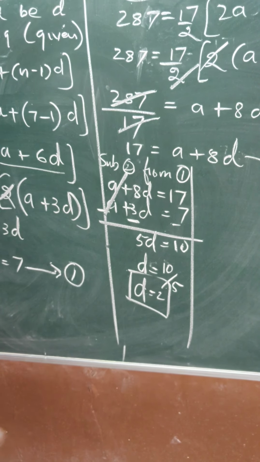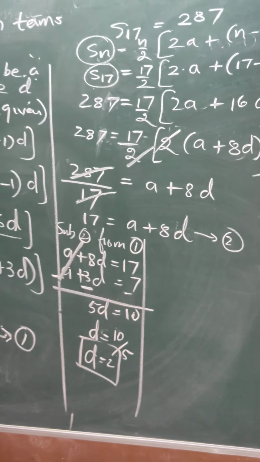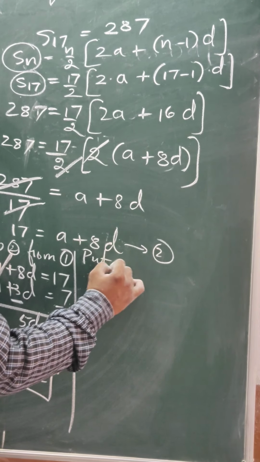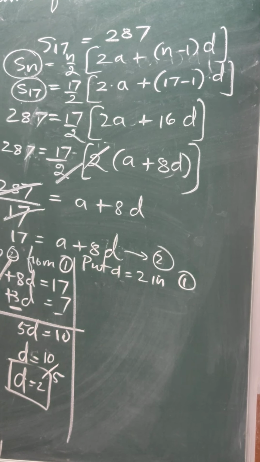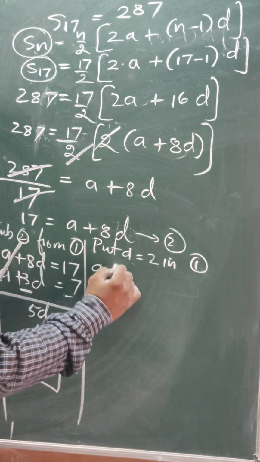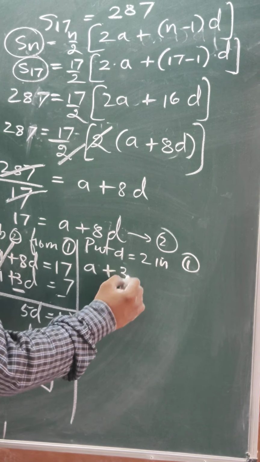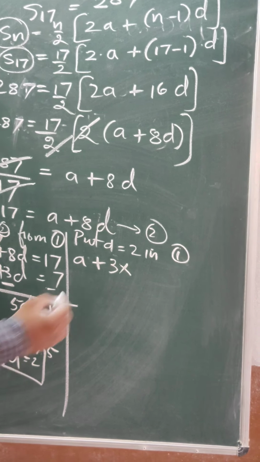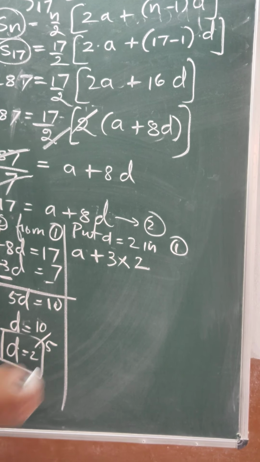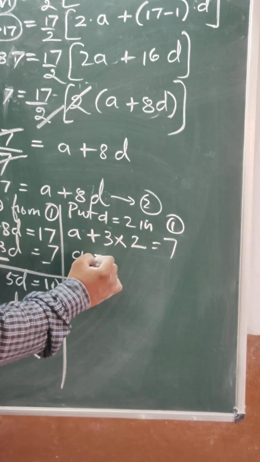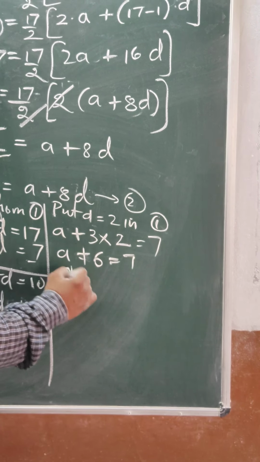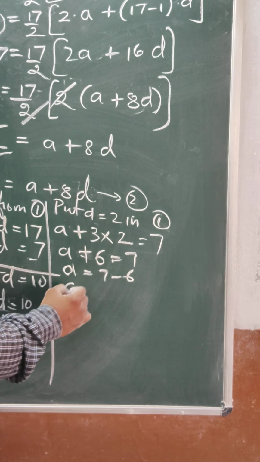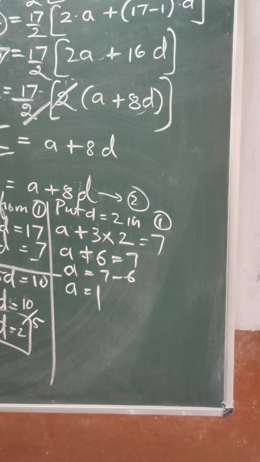So this value of d can be put in one of the simple equations to find the answer. So put d is equal to 2 in equation number 1. Equation 1 is a plus 3 into the value of d, which is 2, is equal to 7. So you get a plus 6 is equal to 7, and hence a is equal to 7 minus 6. So a is equal to 1.